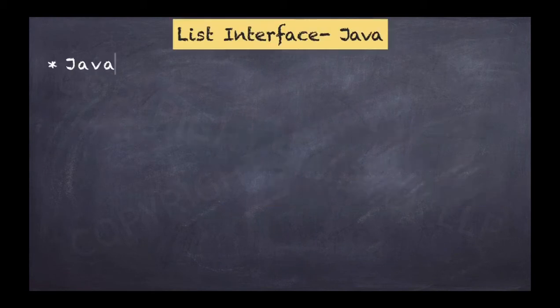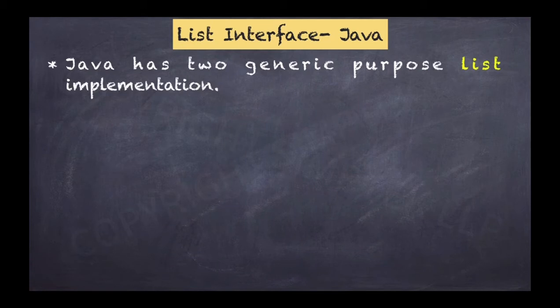Java contains two general-purpose list implementations. One is ArrayList, which is usually the better performing implementation, and the second is LinkedList, which offers better performance under certain circumstances.